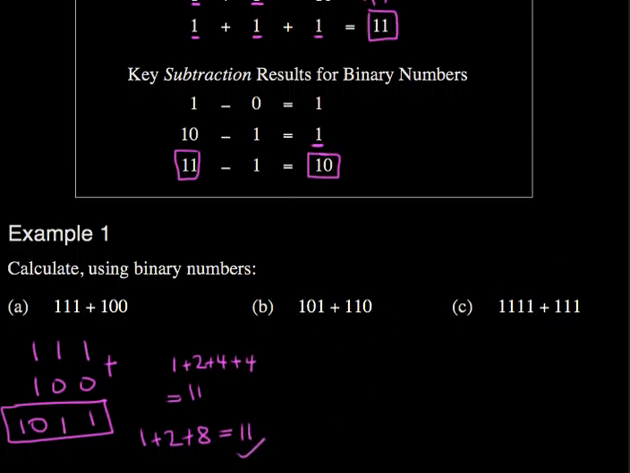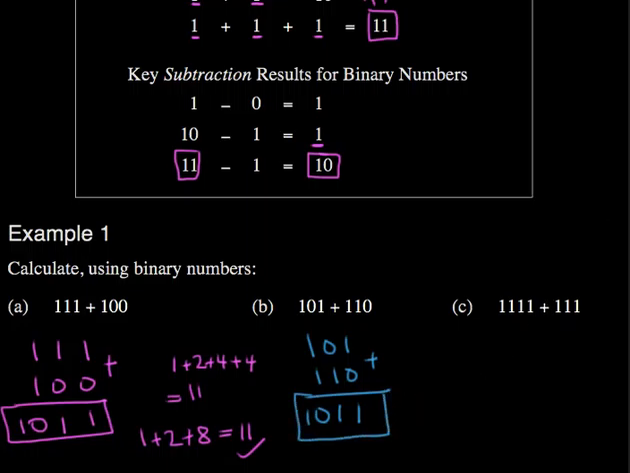In part B, we have 1, 0, 1 and 1, 1, 0. By adding these together, we get the same sort of results. So 1 plus 0 is 1, 0 plus 1 is 1, and 1 plus 1 is 10. So this is actually the same number.